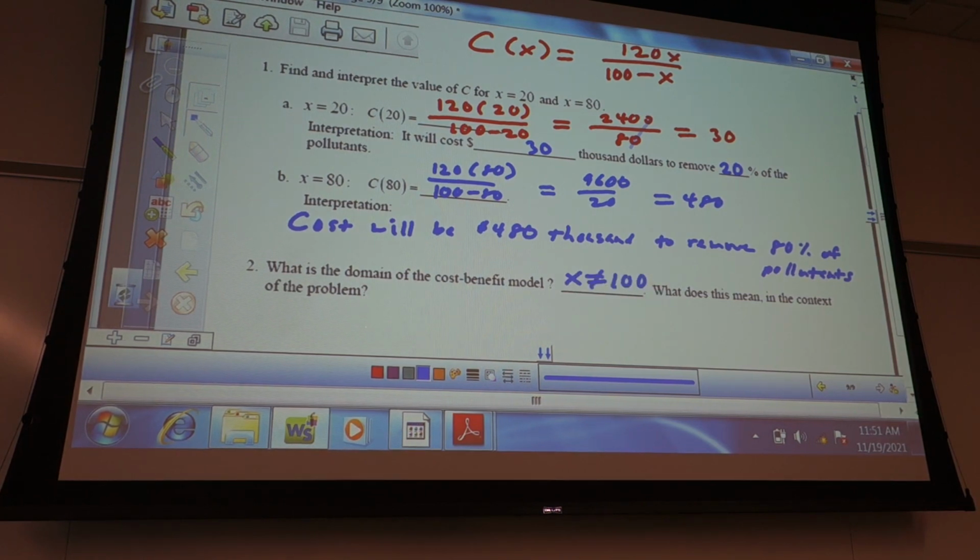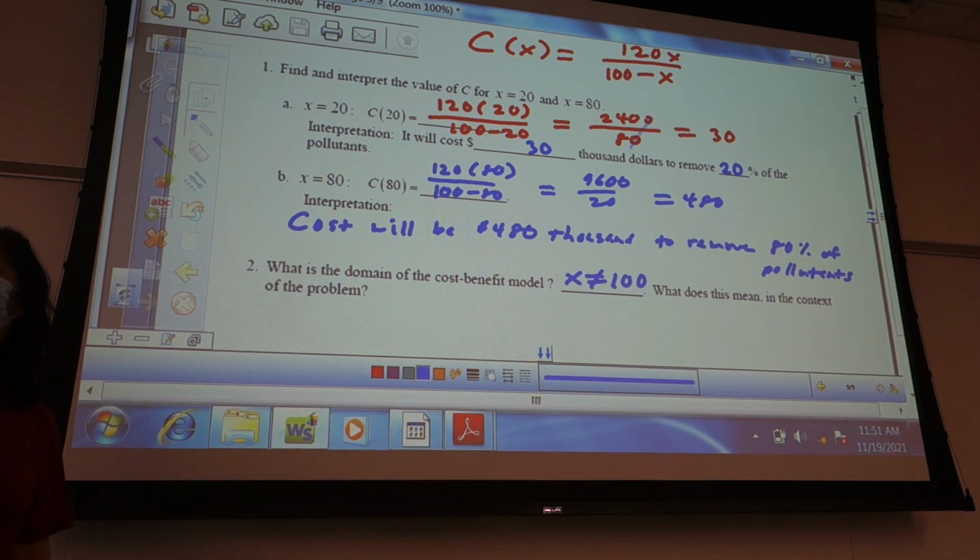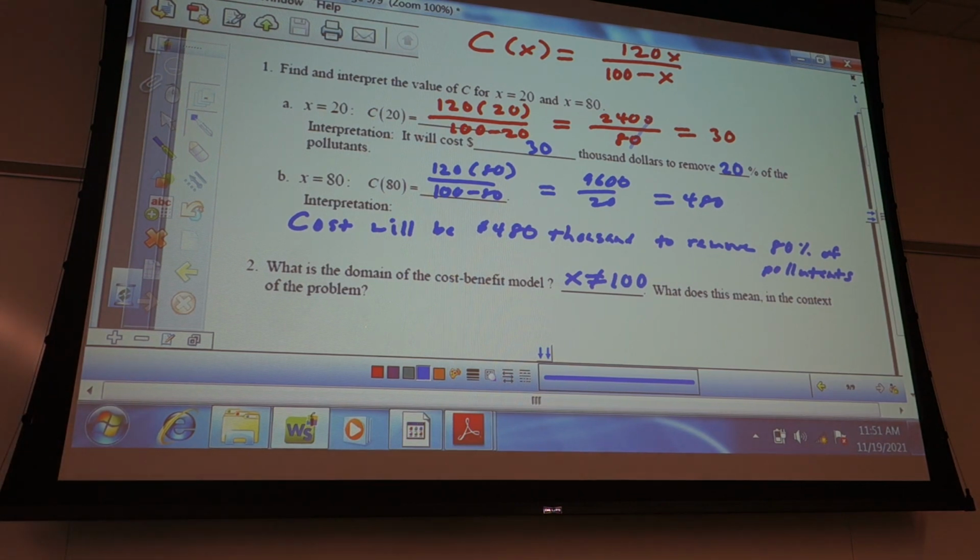What does that mean in terms of the problem? What does that mean when X is 100? You can't ever get 100% of the lake clean. You can never remove 100% of the pollutants. As soon as you try to remove all of them, the wind blows and more leaves fall in or whatever. You're never going to be able to hit 100%. It's impossible. There's always something going on.